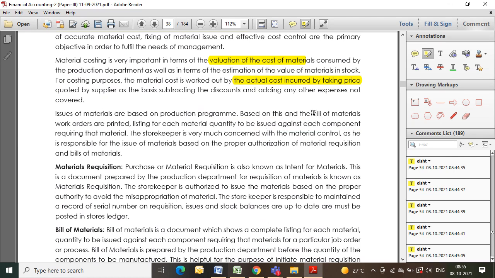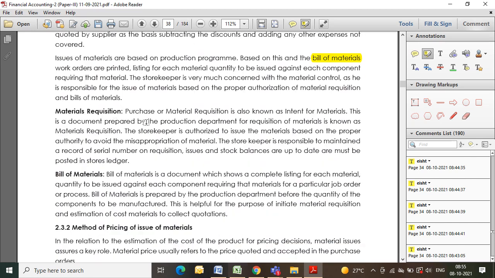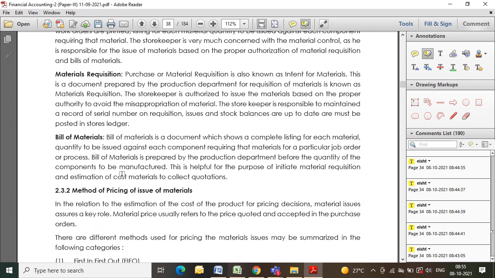Based on this, the bill of material and work orders are printed and they are also issued. Then basis which the material is requested, the BOM is issued. Now this is a document which is issued for each component which is required for each job, and it is prepared by the production department before the quantity of components to be manufactured.